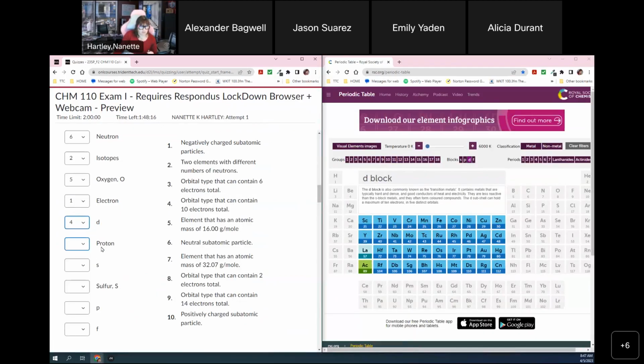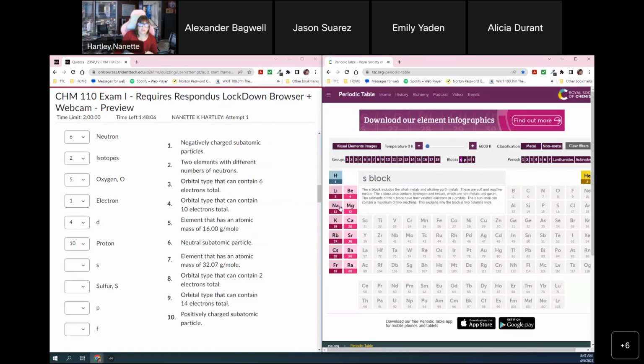When we talk about a proton, that is a positively charged subatomic particle, and that's 10. S, my S block, is over here, and there are 2 electrons that can exist in that S block. So orbital type that can contain 2 electrons is 8. Sulfur, S, is an element that has an atomic mass of 32.07, so that's 7.